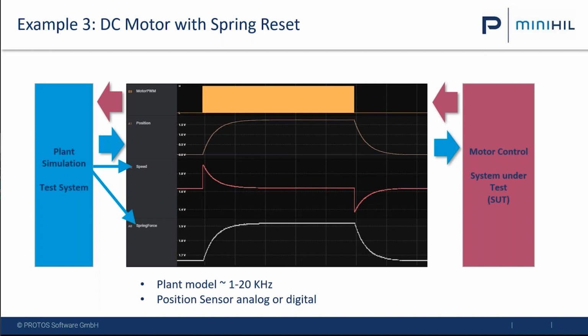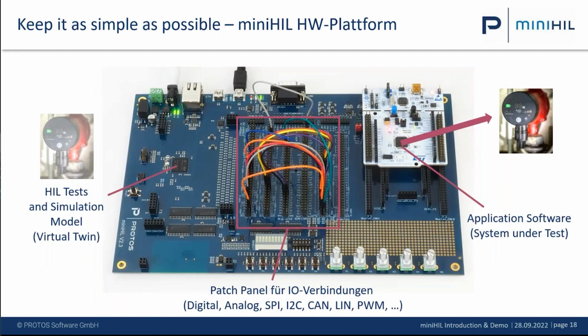Typical plant models between 1 and 20 kilohertz for this kind of system. And the position sensor usually is an analog or digital simulation of an analog or digital sensor. So let's have a look at how we actually built such a test system. Here the blue area is the mini hill system. Here you see the system under test.